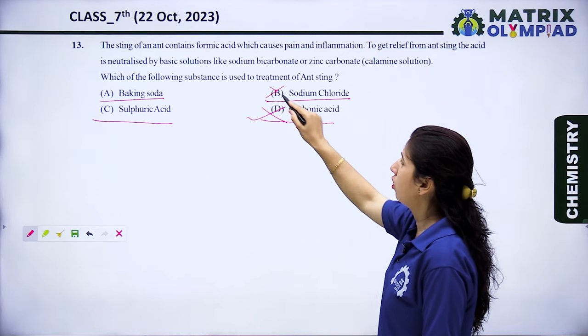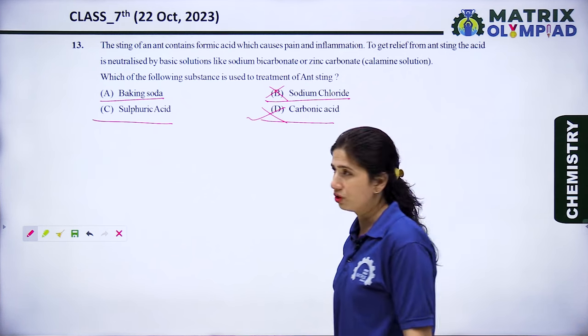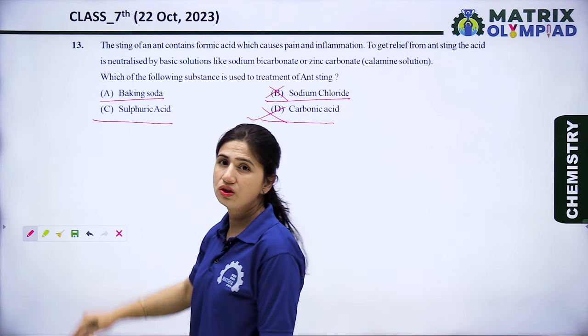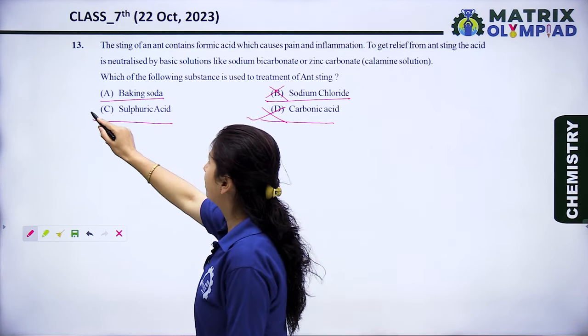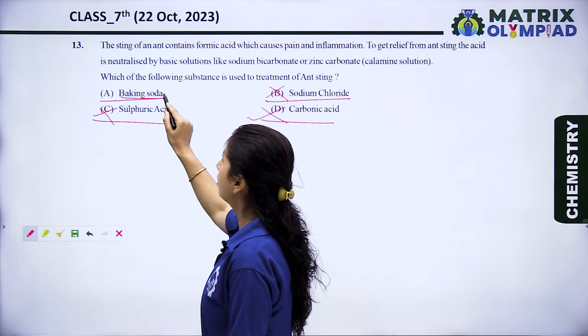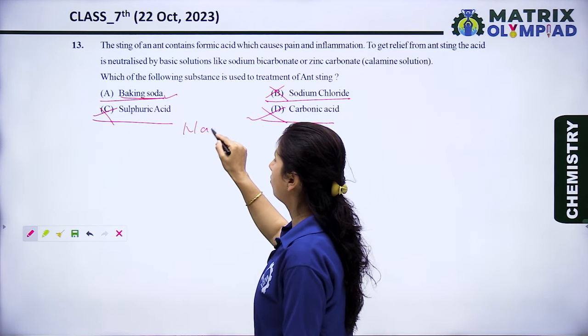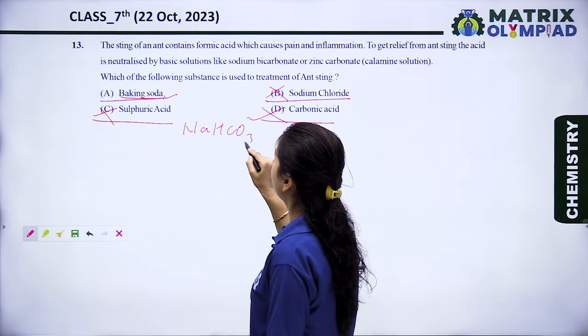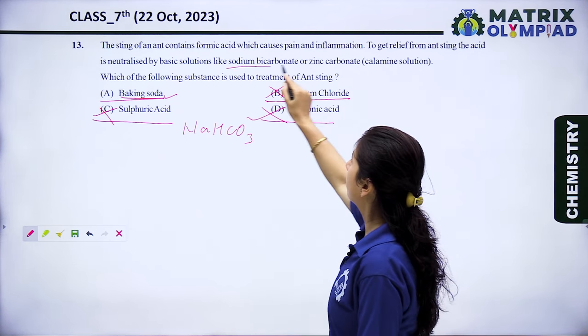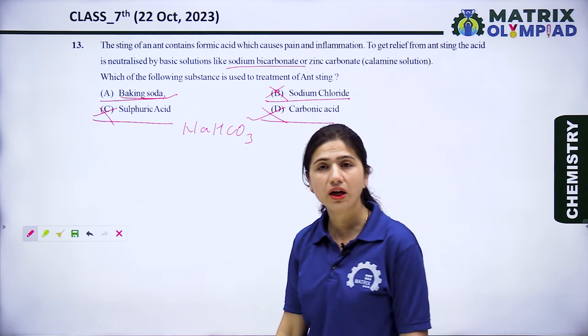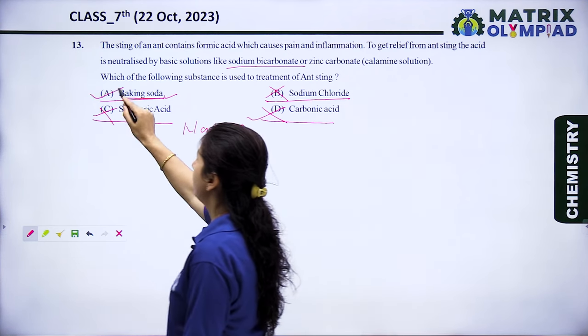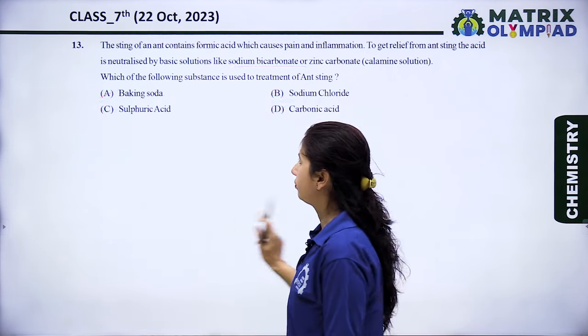Sodium chloride is also not a right option for this question. Sulfuric acid is also an acid. So, let's see option A. Baking soda. Baking soda is NaHCO3. And we can see that sodium bicarbonate is also known as baking soda. So, option A is the right option.